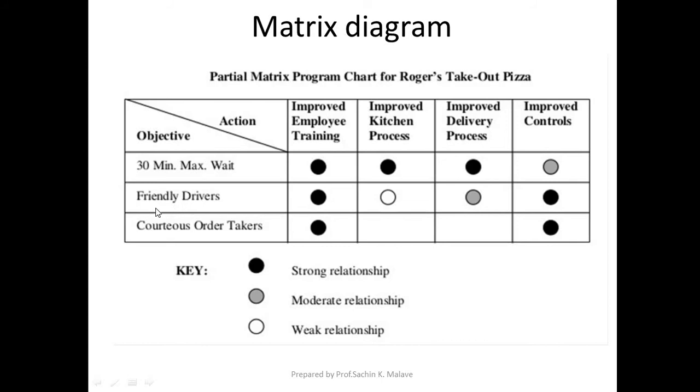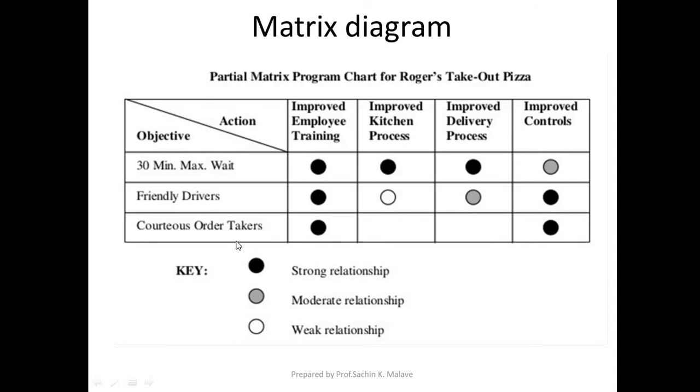The second objective is friendly drivers. If I want to achieve this objective, then you have to concentrate especially on the black circles. A strong relationship exists between friendly drivers and training, and improved controls. But there is a very weak relationship between friendly drivers and the improved kitchen process, isn't it?